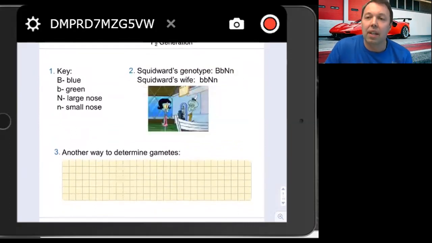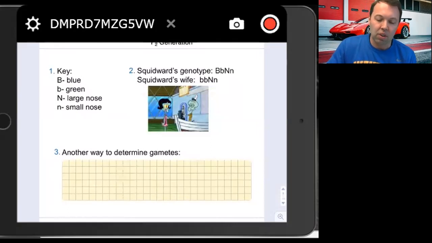So let's look at Squidward's and his wife here. Squidward is going to be heterozygous for body color. He's going to have 1 dominant blue allele and 1 recessive green. And then his wife is going to be green. So she's going to have 2 recessive alleles, little b. And then let's look at their noses, okay, shall we? Squidward's nose is a little bit larger. It's hard to tell in the picture there, but they both have large nose genotypes, big N, little n. They're going to be heterozygous for nose types.